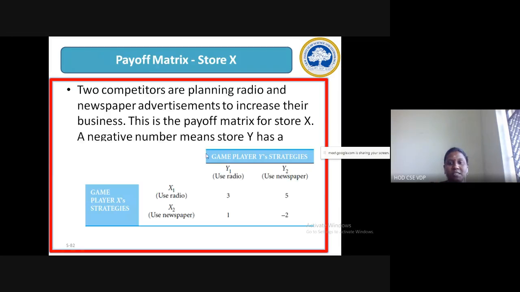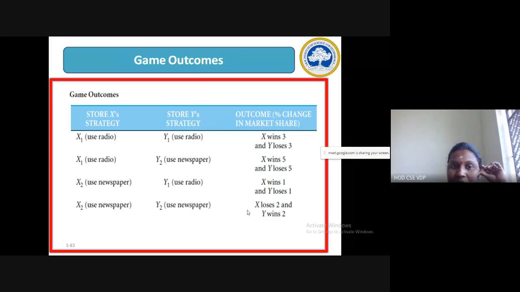A few problems we'll just discuss. You have the game where X plays some strategy and Y plays some strategy. For advertisement, they use radio and newspaper. This player also uses radio and newspaper. As a result, they get the payoff matrix. Once they get the payoff matrix, you have to decide whether they have played an optimal strategy or not. So, game outcomes: how do you read that payoff matrix?